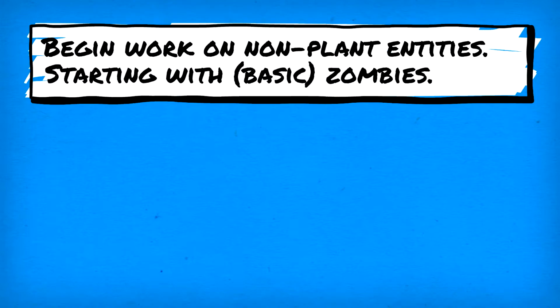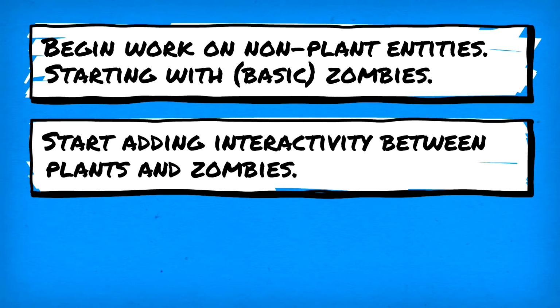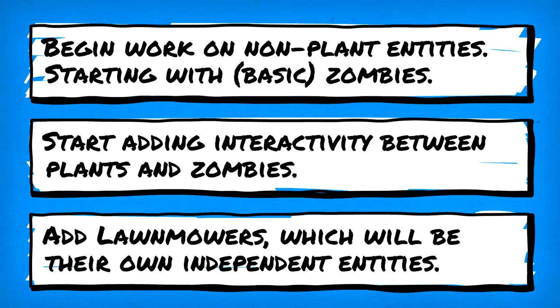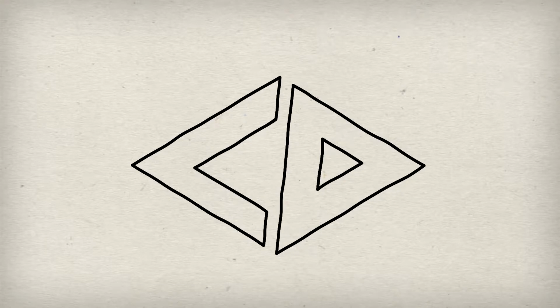Today we'll start work on the non-plant related entities. We'll first start work on the zombies so we can start focusing on functions to handle collisions and other interactions amongst objects. We'll also add the lawnmowers, which will have their own unique interactivities with the zombie units. Now that sounds like a plan, so let's get to the coding.